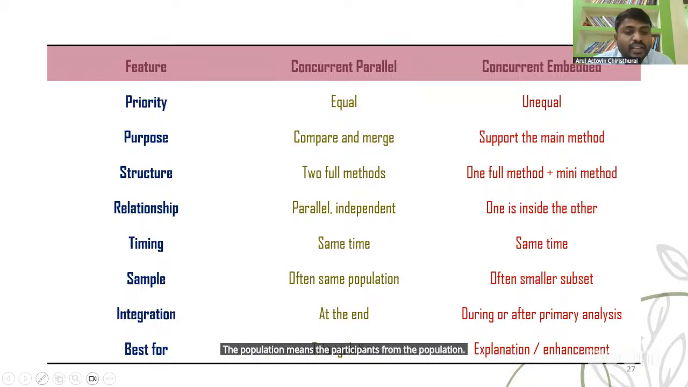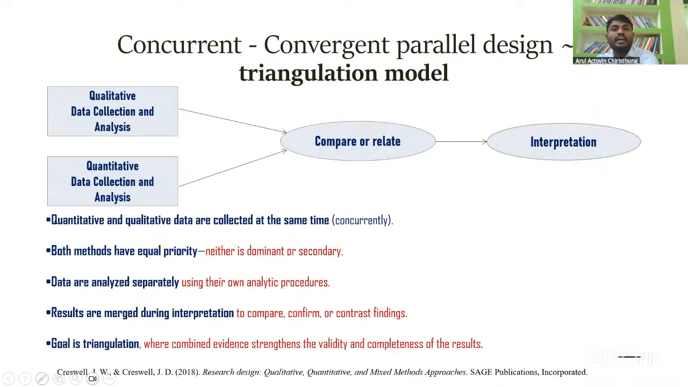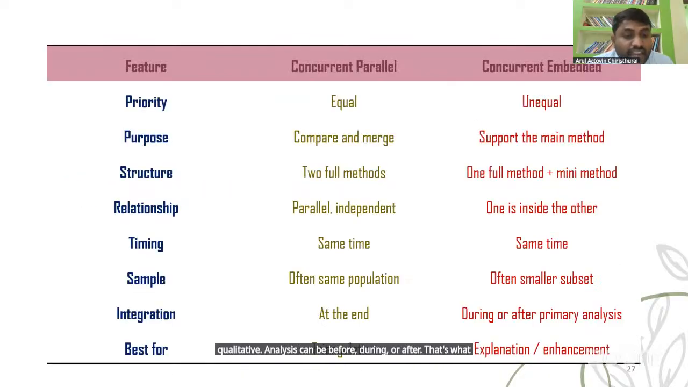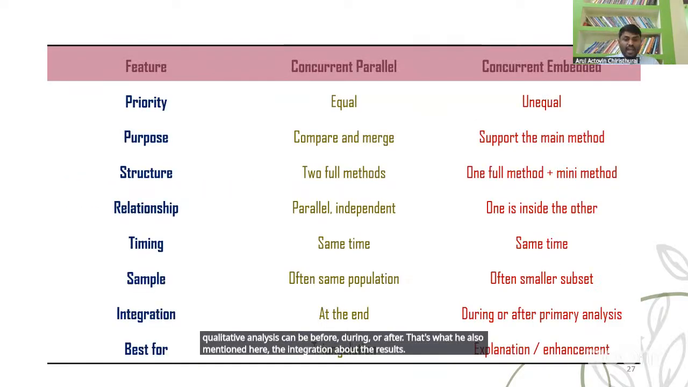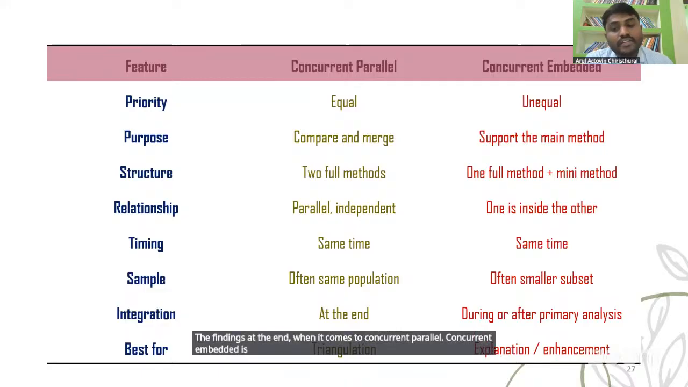So for integration, at the end, what will we be doing? Here, it can be done during or after the primary analysis. Because in the concurrent parallel one, we interpret at the end only. But here, we'll have an interpretation straight away. So you can look here, qualitative analysis can be before, during, or after. That's what I mentioned here. The integration of the results and findings is at the end for concurrent parallel, while concurrent embedded is during or after primary analysis.